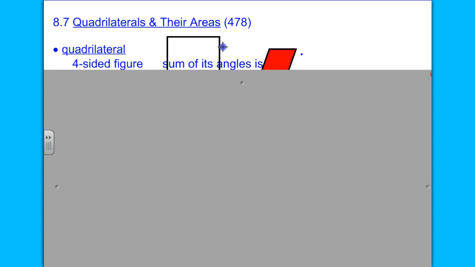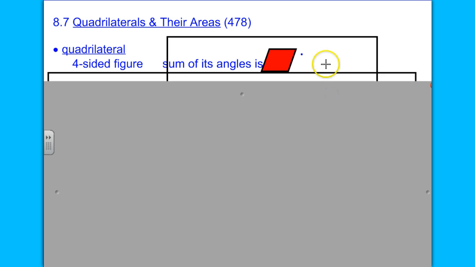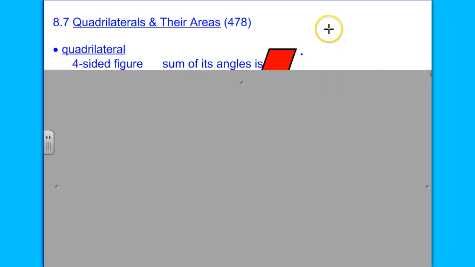So we can draw one. Here's one. Right? Ooh, that's taking up a lot of space. That's interesting. There's a big old quadrilateral. I think I'm going to erase that one because it was just too big. Let me see if I can make it smaller. There we go. There's a quadrilateral.